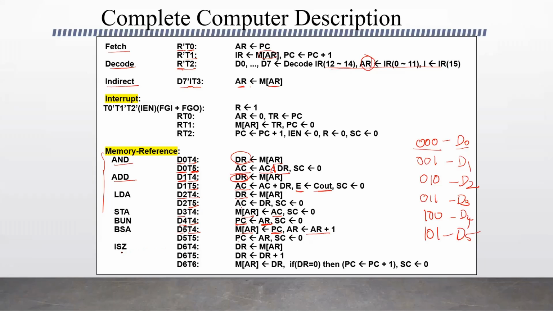And ISZ is increment and skip if zero. Okay, so when it is 110, decoder output D6 will be active in this case. When it is D6, the instruction for incrementing the data, that is taken from memory, and then check if DR is 0, skip the next instruction. This is performed. Okay, so those are all the control conditions with the micro operations for memory reference instructions.